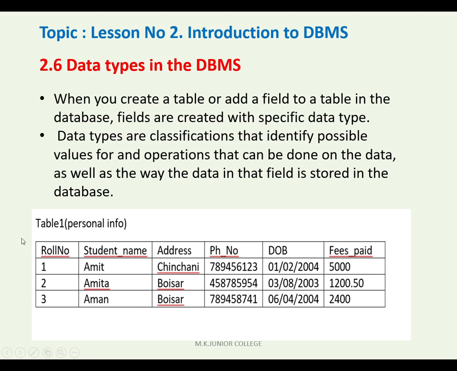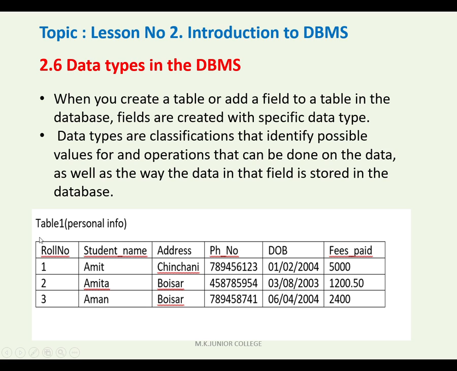Let us take one example. Now this is an example of a student database, where I am going to create the first table containing personal information about the students. To add such information, I am going to consider some fields like roll number, student name, address, phone number, date of birth, fees paid. Through these fields, I am going to add records of a particular student.